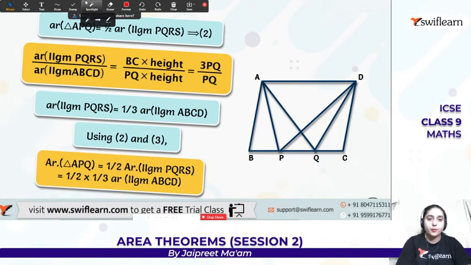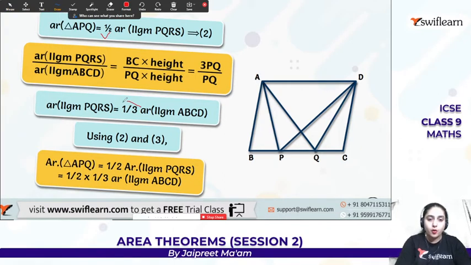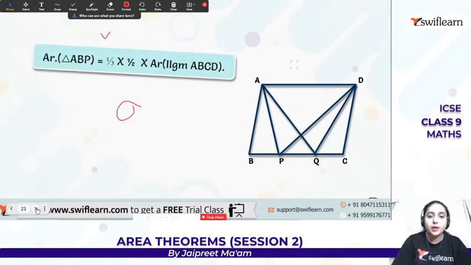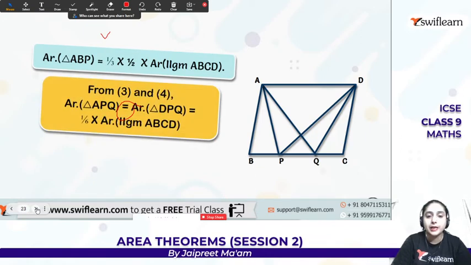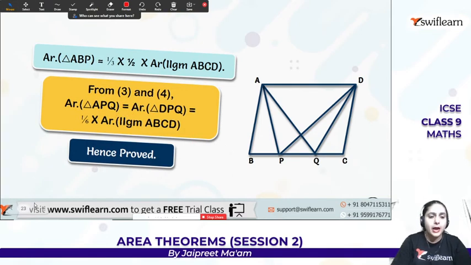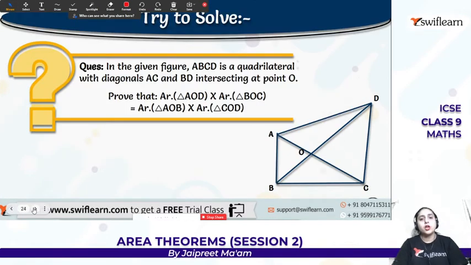What here we have proved: first we got half and then we got 1/3. So when we multiply 1/2 by 1/3, we will get 1/6. That means the area of triangle APQ is 1/6 of the area of parallelogram ABCD. Hence proved. So just you have to remember the theorem and you have to apply it in the questions.